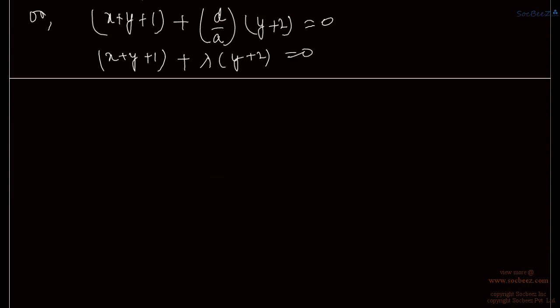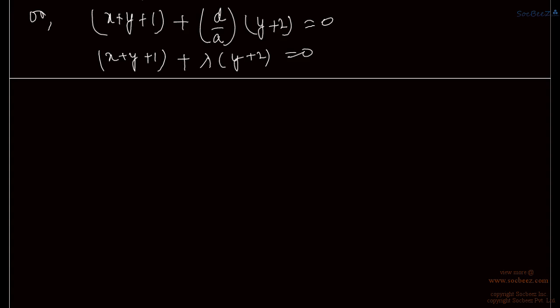So if you look at this equation, x plus y plus 1 plus lambda (y plus 2) equal to 0, this combines two lines, x plus y plus 1 and y plus 2. And lambda is a variable because this family varies as a, b, c vary. That means a and d vary, since we have defined b as a plus d. So lambda is a variable parameter which defines the family.